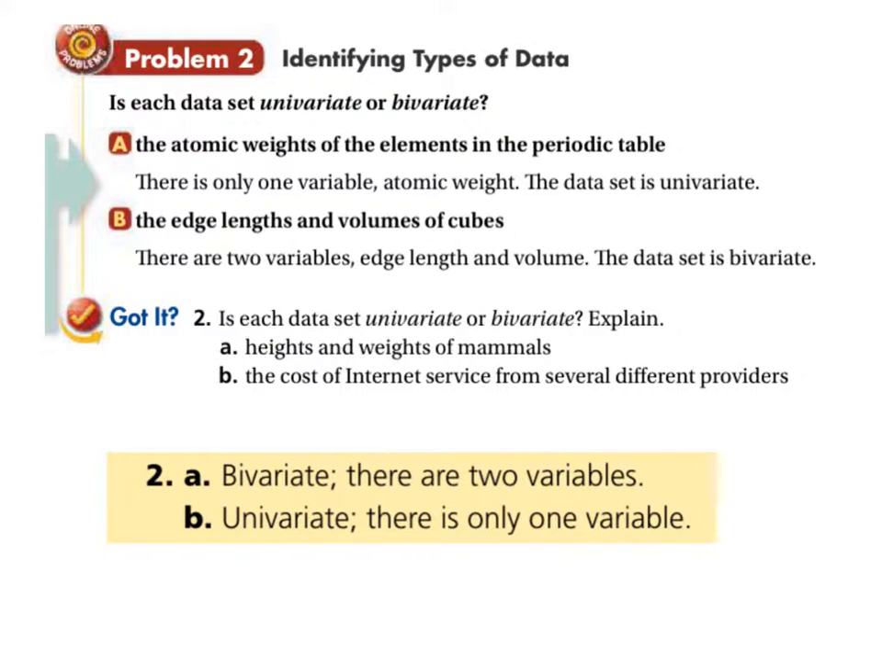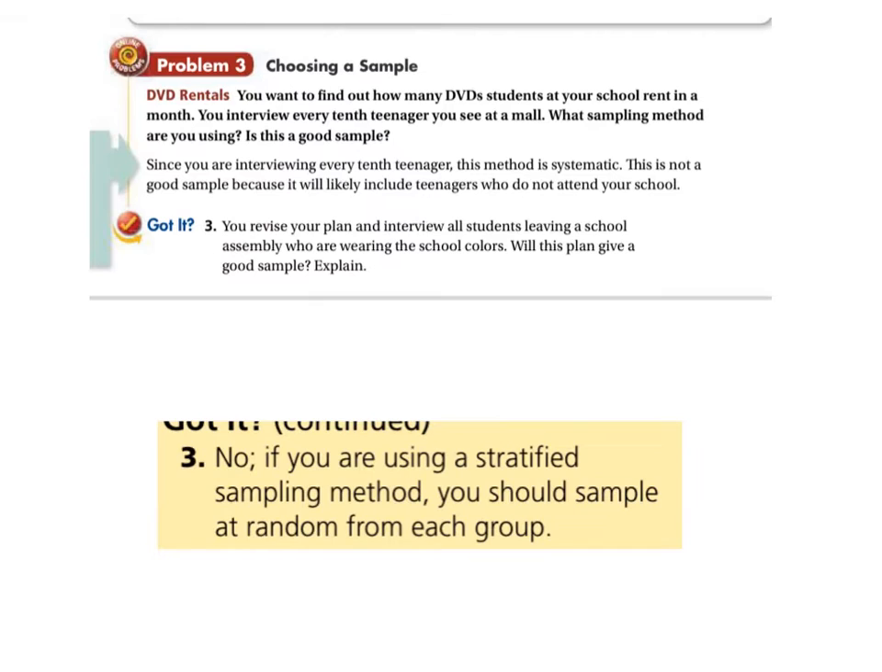Alrighty. So back to the idea of univariate and bivariate. If you have one thing you're measuring, that's univariate. Measuring two things, that's bivariate. It's kind of straightforward. So here, is each set univariate or bivariate? Heights and weights of animals, that's clearly bivariate. You're getting two things about animals, two variables. The cost of internet service from several different providers. You might be looking at 100 providers, but you're still only looking at the cost. So that's univariate, only one variable.